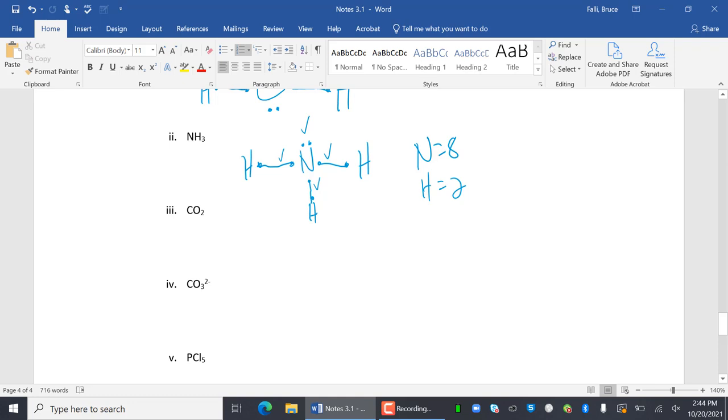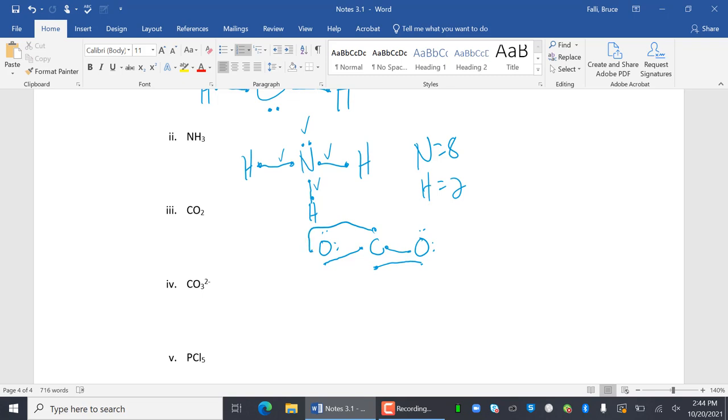Let's do carbon dioxide. Carbon has 4 valence electrons. Oxygen has 6, 1, 2, 3, 4, 5, 6. You see how I'm aiming my single electrons? I'm going to aim my single electrons badly, just to show you it doesn't matter all that much. So I've got my single electrons, and I connect the dots. Connect the dots. Okay, that is ugly, terrible.